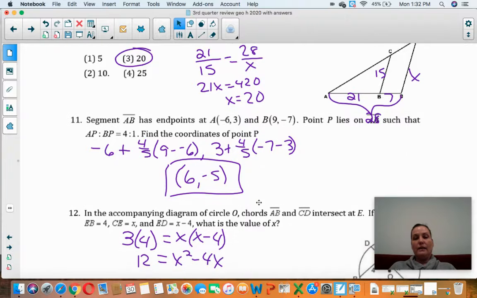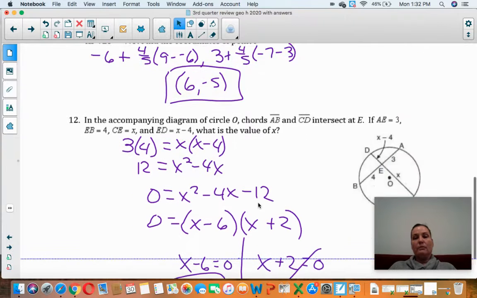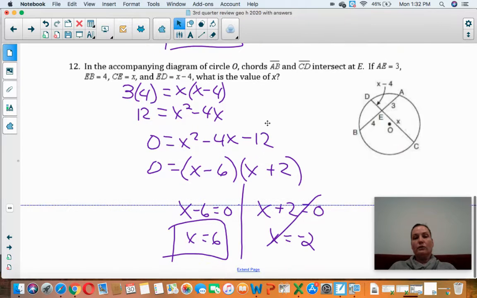Okay, and then number 12, I have chords in a circle, and the rule for the chords in a circle is the segments of one chord multiplied equal the segments of the other chord multiplied. So the chords don't equal each other, but their segments multiplied equal the segments of the other chord. So 3 times 4, that's the segments from chord AB, equals x times x minus 4. Those are the segments from chord DC. I distribute this: x squared minus 4x. 3 times 4 is 12.